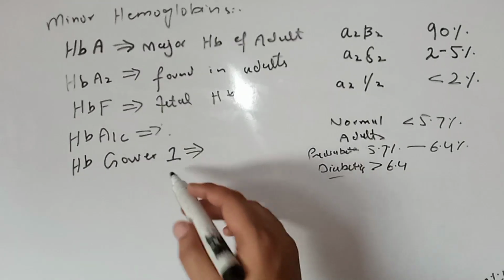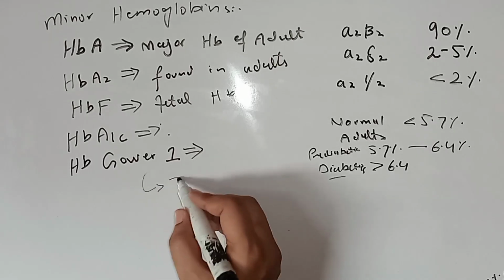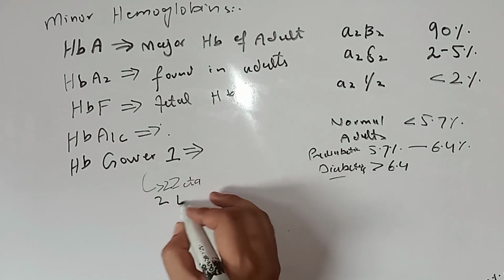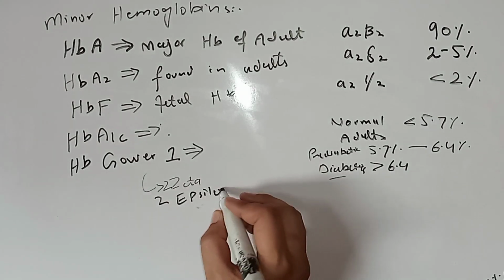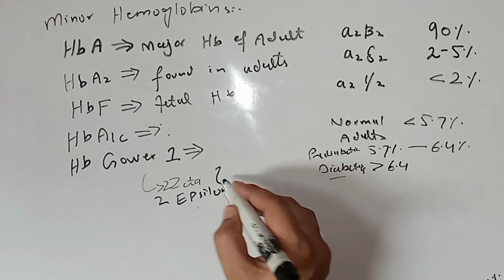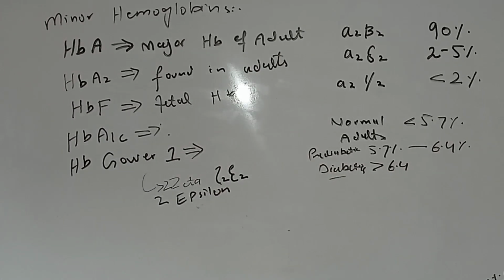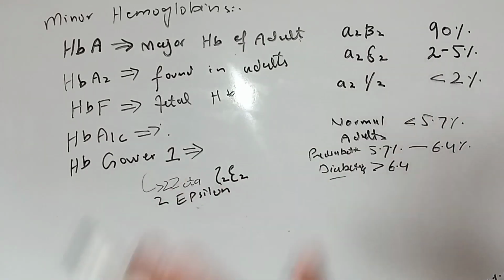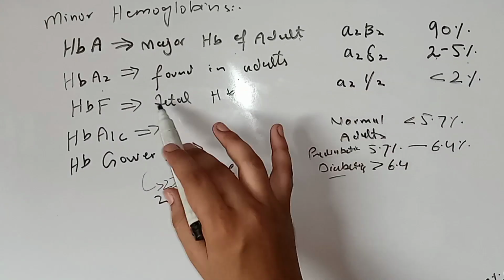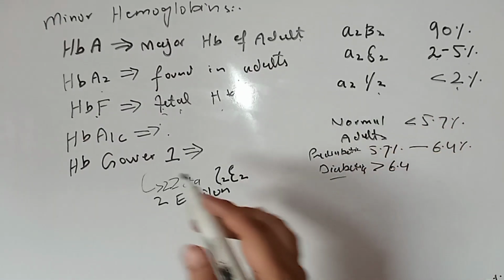And HbGover1 is composed of 2 zeta chains and 2 epsilon chains. So it is basically a combination of zeta chain and epsilon chain. So HbA is the major hemoglobin found in adults, and HbA2 is also found in adults at 2 to 5%, and HbF is fetal hemoglobin. It is principally found in the fetus. In adults its percentage is less than 2%.